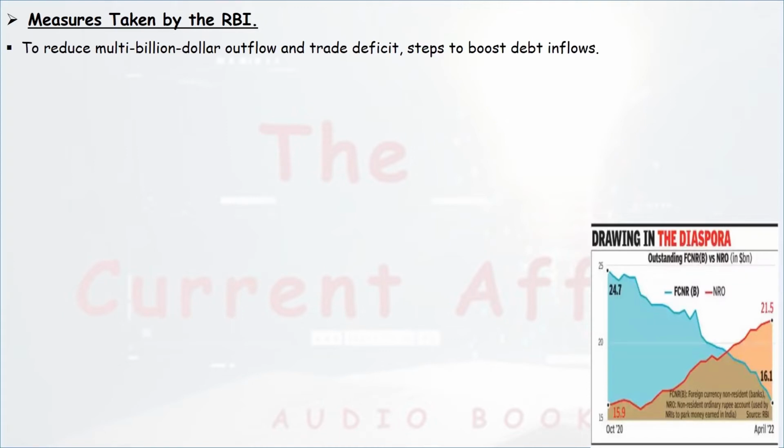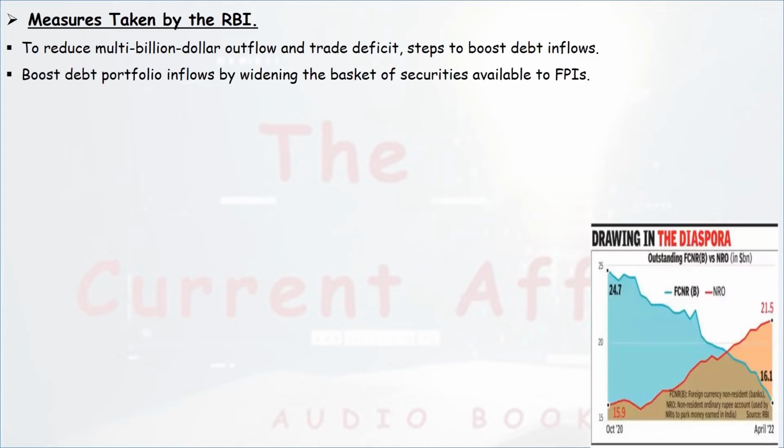To make up for the multi-billion-dollar outflow due to selling by foreign portfolio investors and a record trade deficit, the RBI has taken steps to boost debt inflows. It has sought to boost debt portfolio inflows by widening the basket of securities available to foreign portfolio investors.